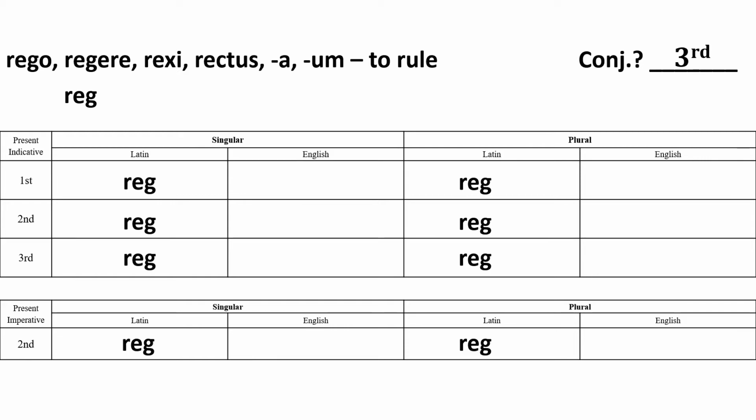Go back, add your endings. O, s, t, mus, tis, nt, and add te. But we can't have that. We can't go from reg to mus. Add something in between. Add an i. Except next to nt, it's a u. In the imperative, rege, regite. Translate it like you always do.